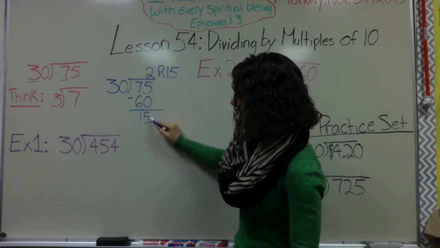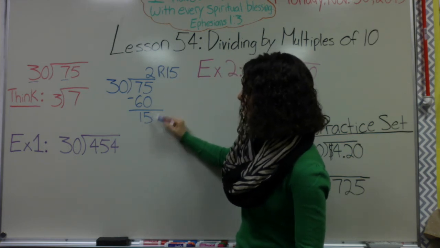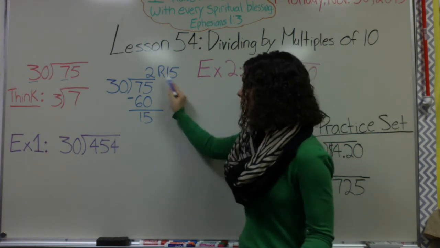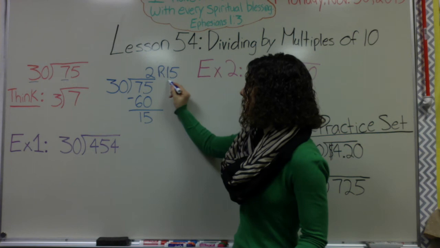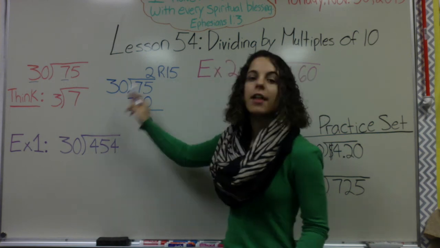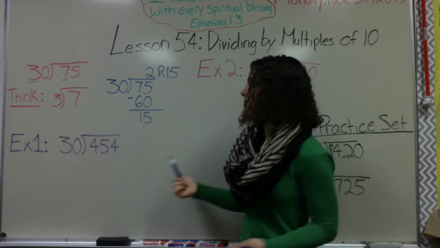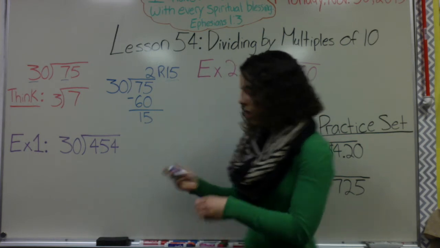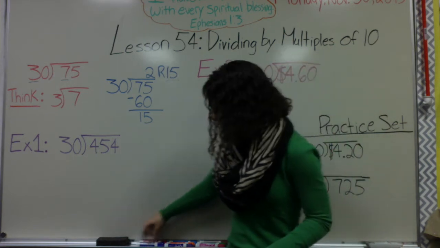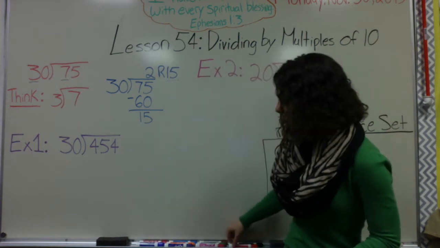So I have subtracted the 60, remainder 15, and it's okay that my remainder is larger than my quotient, as long as the remainder 15 is not bigger than 30. Then it's going to be okay. So 2 remainder 15. So we're going to go ahead and work through example 1. I want you to go ahead and write this down as I go through it.